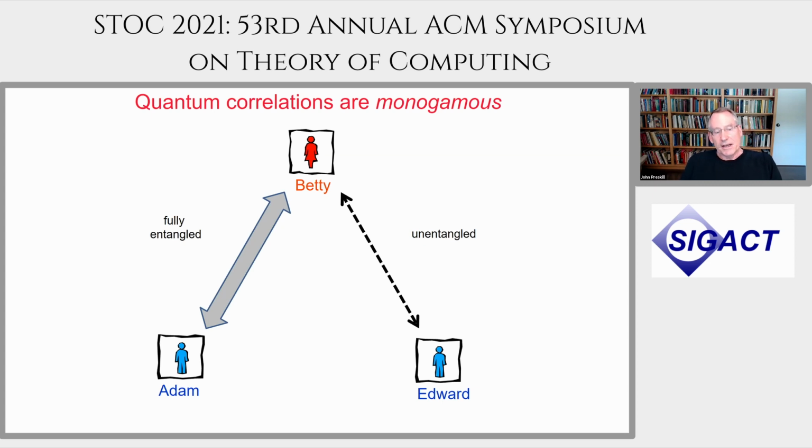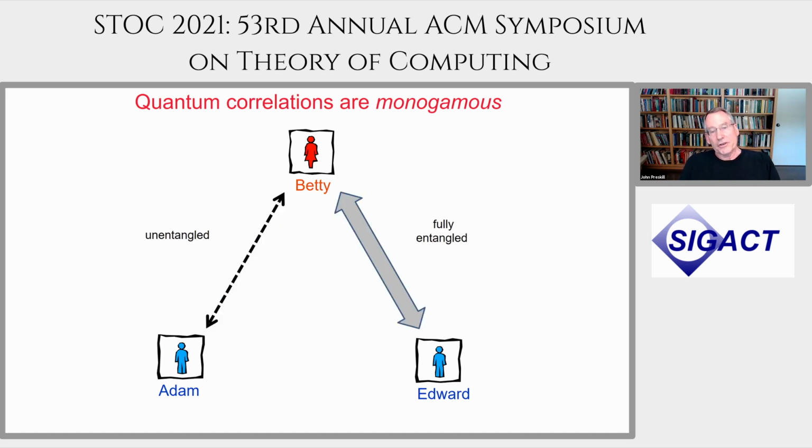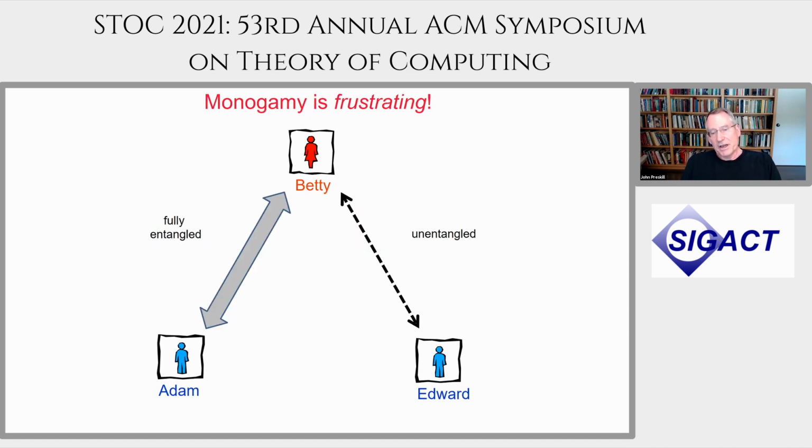They are monogamous. If Adam and Betty have the strongest possible quantum correlations, if they are fully entangled with one another, that means Betty has used up all of her ability to entangle with Adam and can't be correlated with Edward at all. And on the other hand, if Betty is fully entangled with Edward, then she can't be correlated with Adam at all. And so that monogamy of entanglement can be frustrating. Betty might want to become more entangled with Edward, but she could do so only by sacrificing some of her entanglement with Adam. And that fundamentally quantum feature of correlations, the monogamy, is at the core of how we can use quantum states for secure communication, how we can understand the entangled phases of quantum matter, and it's also important in black hole physics. And here's why.